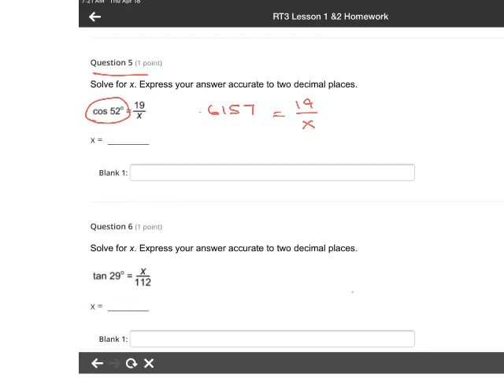Now, it doesn't look like a ratio yet, but let's turn it into a ratio by putting that value over 1, because now this allows us to cross multiply. 19 times 1 equals 1, and then we have 0.6157 times x, and then to finish it up, we're going to divide both sides by 0.6157. When we do this, we get x equals 30.859, which to 2 decimal places would be 30.86.